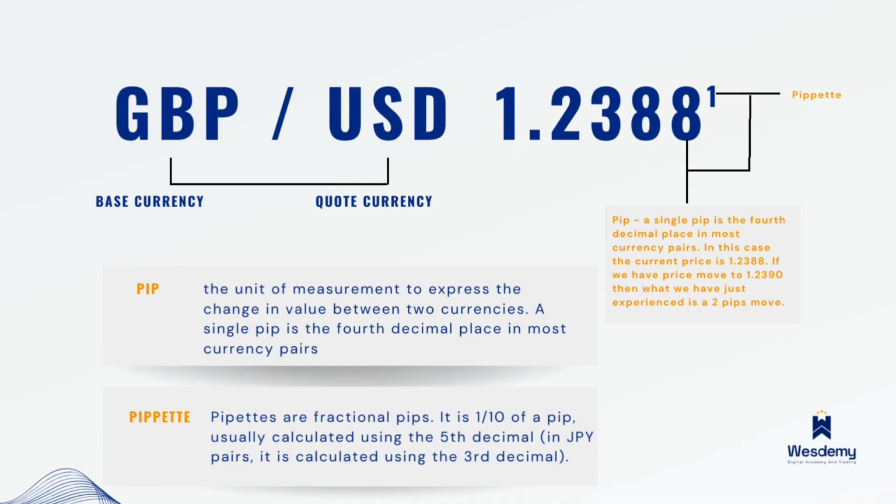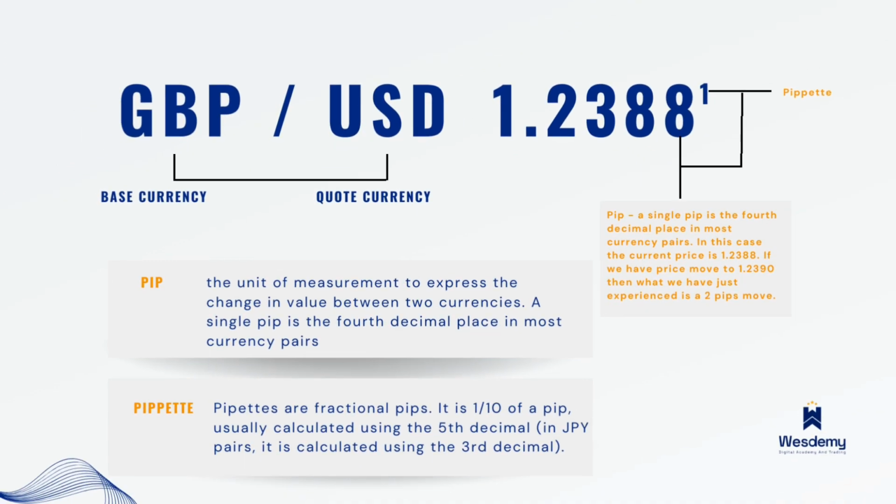Now pipettes are fractional pips. It is 1/10 of a pip, usually calculated using the fifth decimal, and in the Japanese yen pairs it is calculated using the third decimal. The pipette is the fifth decimal place, and in your MT5 you will most of the time see it as the small number on top. So this small number over here is the pipette. But most times when we are calculating, we do not give regard to the pipette. We only consider the pips, in most cases.